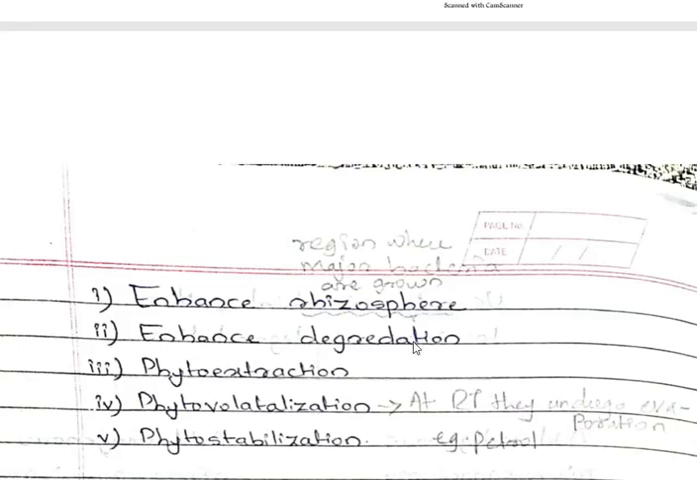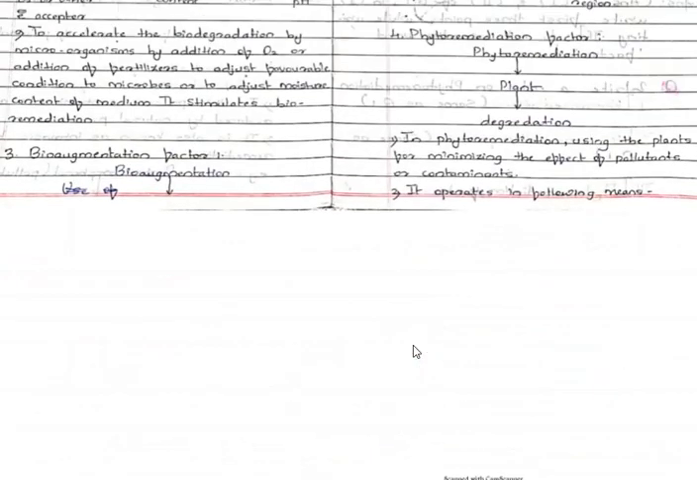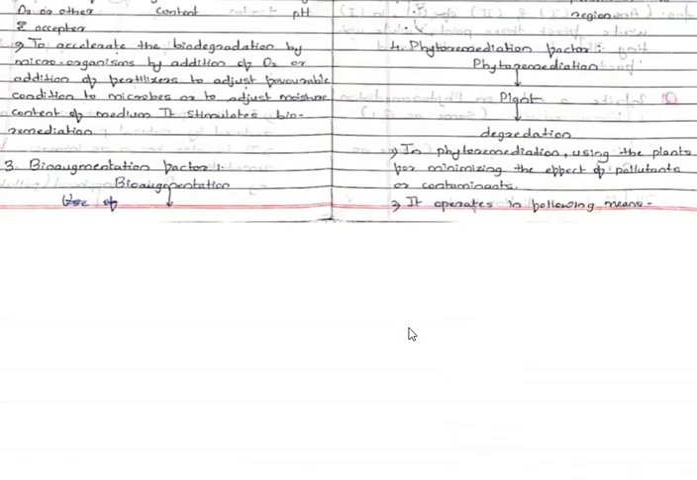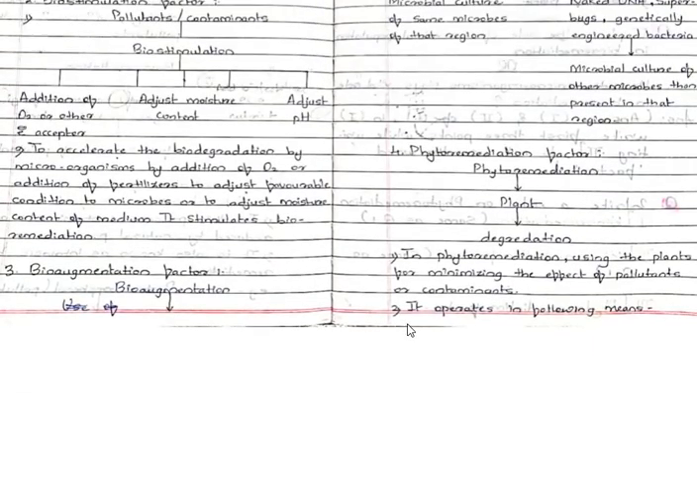So these are the different methods for operating phytoremediation by using different processes like enhancing rhizosphere, enhancing degradation, extraction, phytovolatilization and phytostabilization. So for today, this is regarding bioremediation.